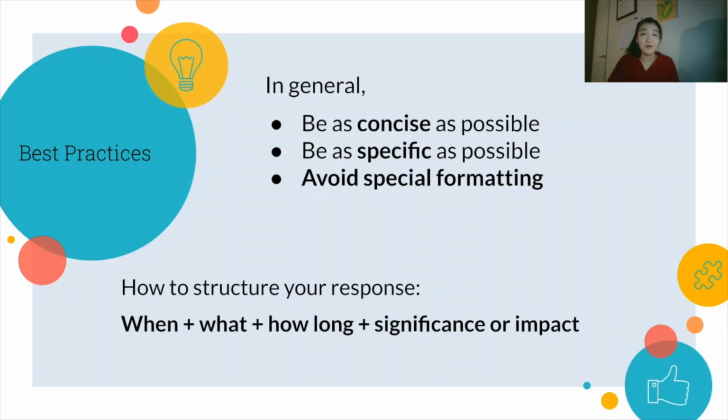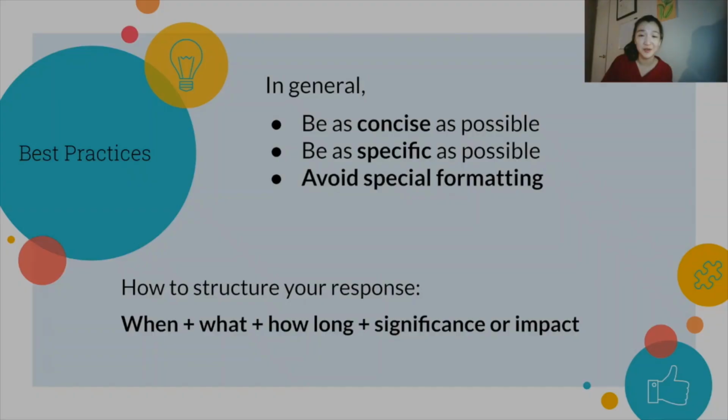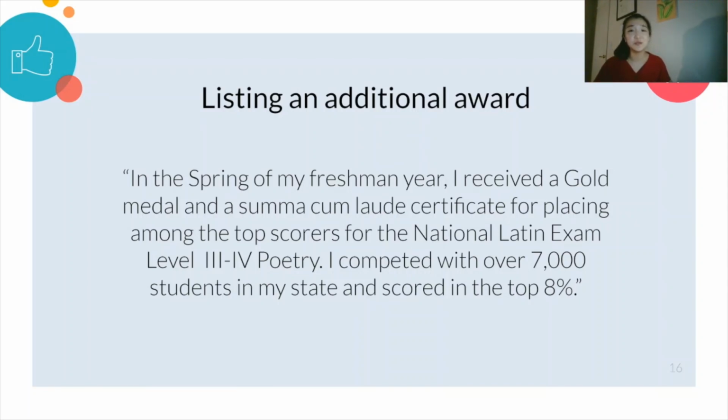And here is a way of how to structure your response. It's kind of similar to resume writing. Start with when the circumstance happened, what exactly happened, how long the circumstance lasted, and also how long it impacted you. And lastly, what exactly was the significance or impact. And here are a few examples with the cases that I described earlier in the video. Let's say you want to list an additional award. This is a good way to structure it.